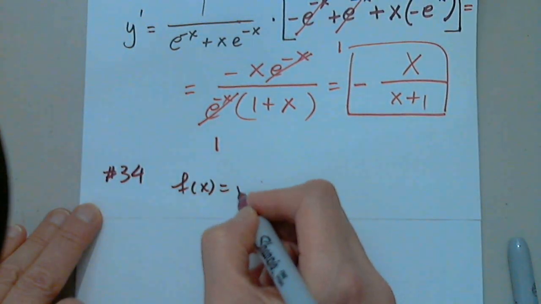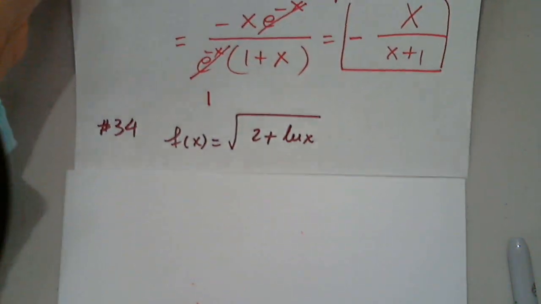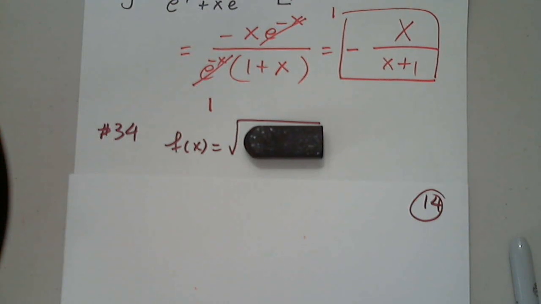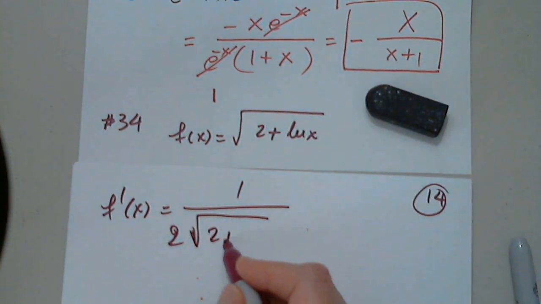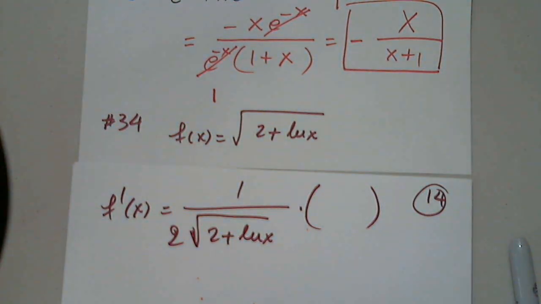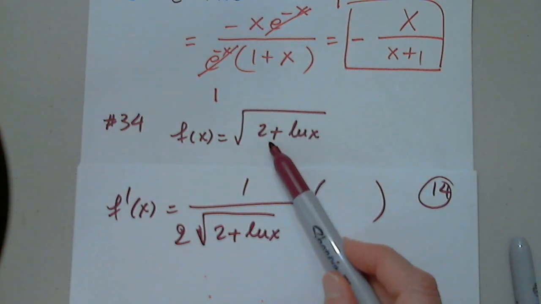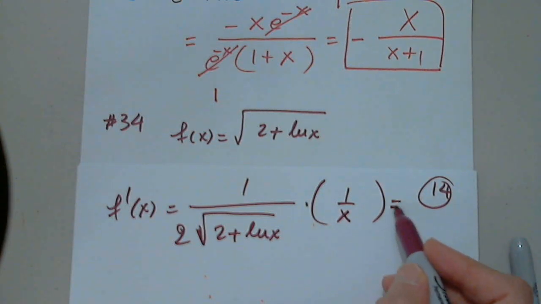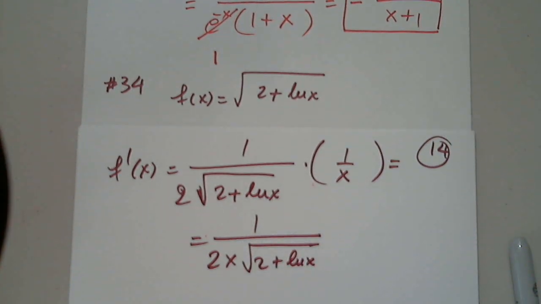In 34, we have f of x equals the square root of 2 plus natural log x. What did we say about differentiating a square root? What is the formula for differentiating the square root? Because we have to differentiate the outer first. Isn't it 1 over 2 times the square root of whatever, and then times the inner function prime. Can anyone differentiate this? 1 over x. That's it. So the final simplified form is this. Condensed. It cannot be simplified. This is it. Any questions?